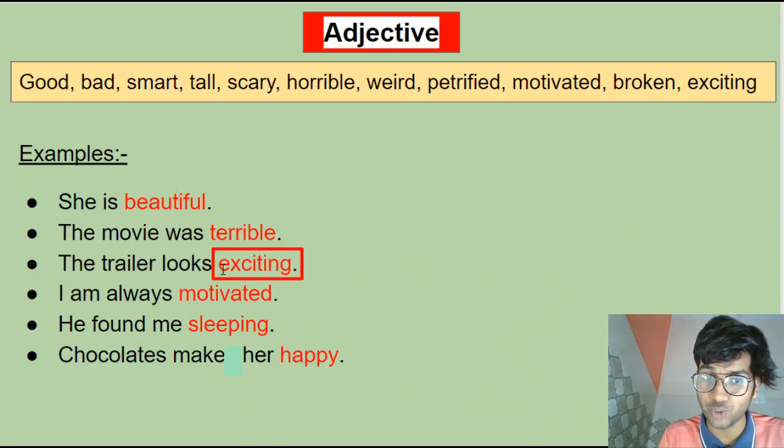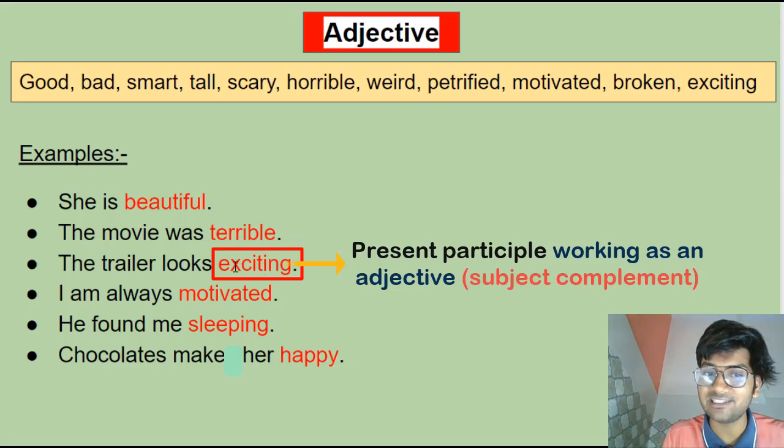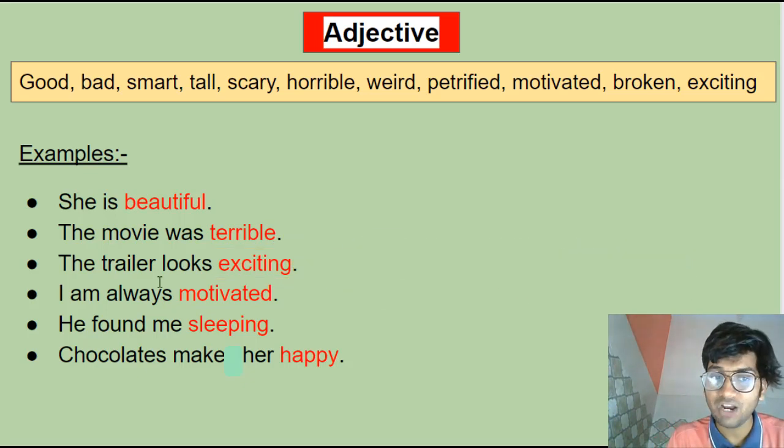The trailer, subject; looks, linking verb. How? Exciting. Trailer equals exciting. So exciting is a present participle that's working as an adjective, giving information about the subject, the noun trailer. How is the trailer? Exciting. It excites us.